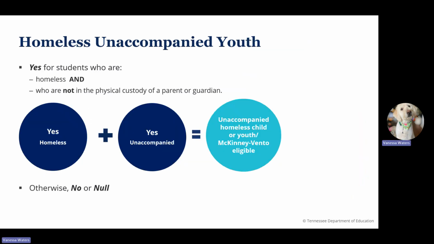So let's take a quick look at the McKinney-Vento eligibility scenario. For unaccompanied youth scenario 1, the student's living arrangement meets the McKinney-Vento definition of homeless, and the student is not in the physical custody of a parent or guardian. Therefore, the unaccompanied homeless child or youth is McKinney-Vento eligible. When classifying unaccompanied youth, you mark yes for students who are homeless and who are not living with a parent or guardian. If not an unaccompanied youth, you mark no or null.